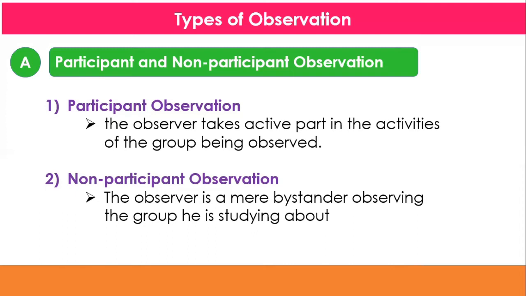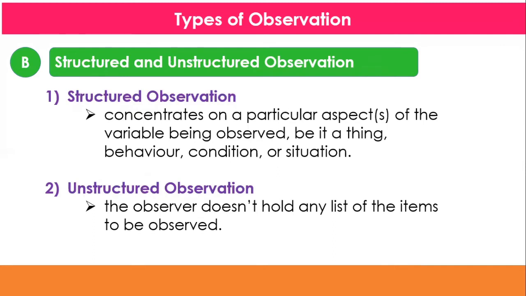And on the other hand, in non-participant observation, the observer is a mere bystander observing the group he is studying. So, meaning to say, he does not participate in the activities of a certain group, a certain tribe, etc. All right. So, another type of observation is what we call structured and unstructured observation.